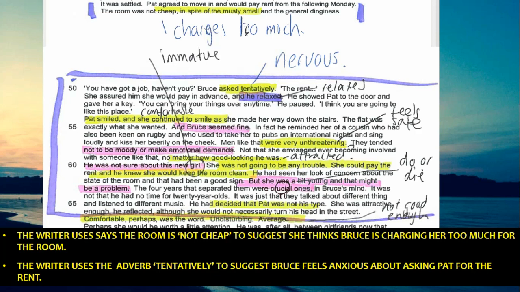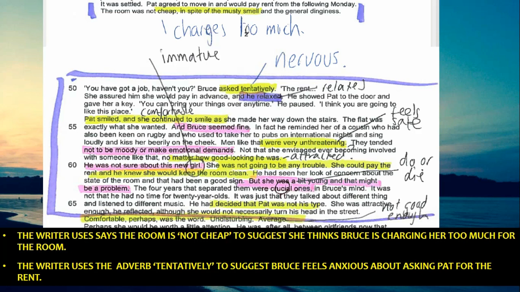Then he says he was not sure about the new girl. He could have said the new flatmate or new person, but girl suggests that probably Bruce sees her as a young girl, as immature. Then she says she wasn't going to be in any trouble, she could pay the rent. So all of this is quite patronising and quite condescending. Maybe we get the impression that Bruce thinks Pat's below him.